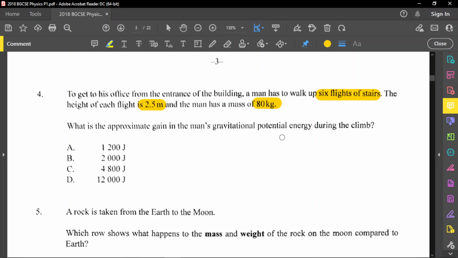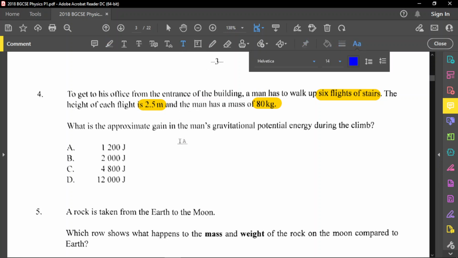So what we're going to do here is to find the gravitational potential energy. Let me give a quick formula right here. Gravitational potential energy is given as mgh, which is mass times gravity times height. But before getting to that, let's calculate his total height. Each flight of stairs is 2.5 and he climbed up 6 flights, so we're going to say 2.5 times 6, and that will give us 15 meters. So his total height is 15 meters.